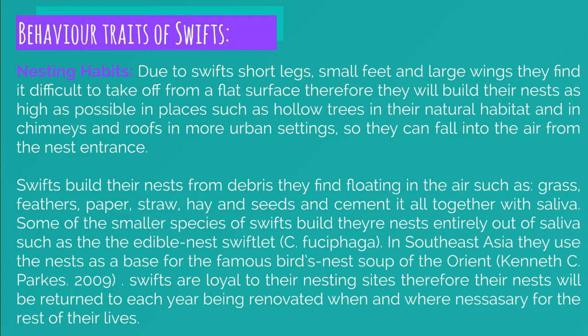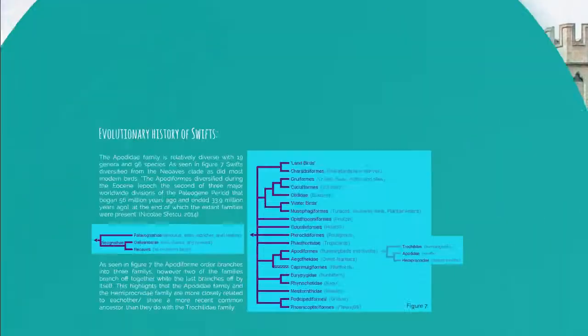Some of the smaller species of swift build their nests entirely out of saliva, such as the edible nest swiftlet. In Southeast Asia, they use the nests as a base for the famous bird's nest soup of the Orient. Swifts are loyal to their nesting sites, therefore their nests will be returned to each year, being renovated when and where necessary for the rest of their lives.